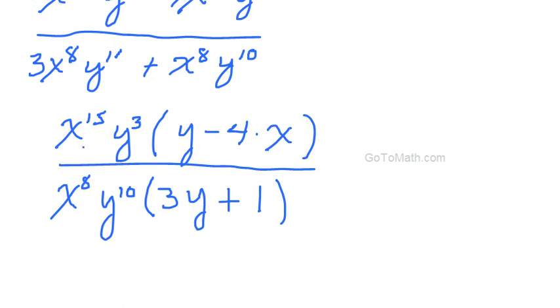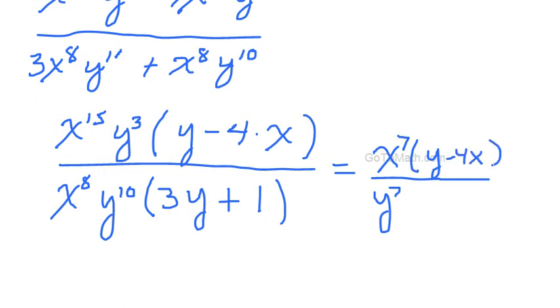Now look at here, this is where we're going to be doing the canceling. You know what, we'll just rewrite it right here. So we have 15 x's in the numerator, 8 x's in the denominator. Cancel all 8 out in the denominator, and we'll be left with 7 x's in the numerator. And then we'll pull out all those, and we'll be left with 7 y's. Alright. And then we've got y minus 4x over 3y plus 1. Okay, so there you go.